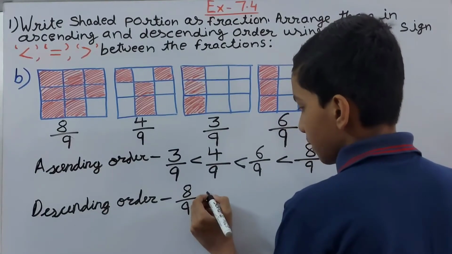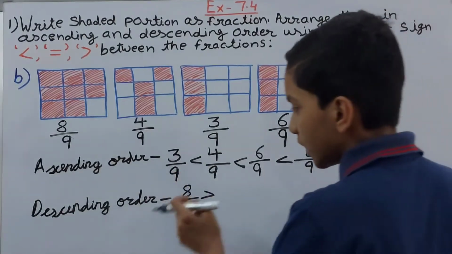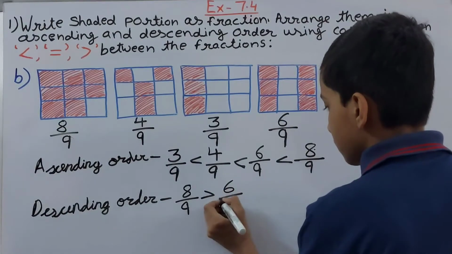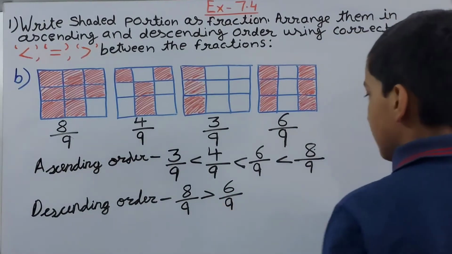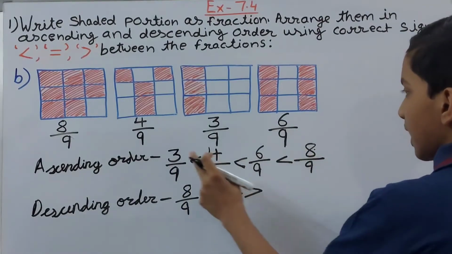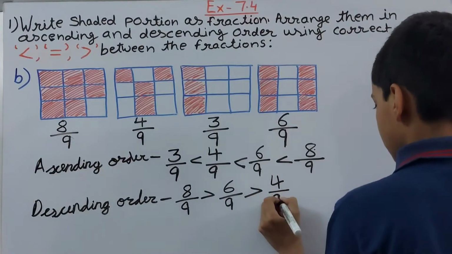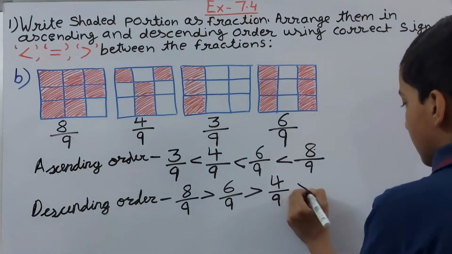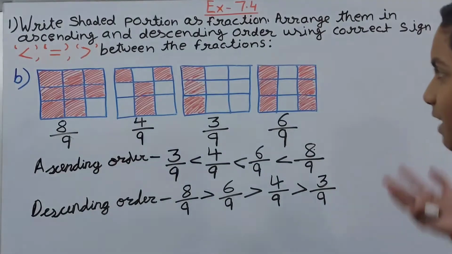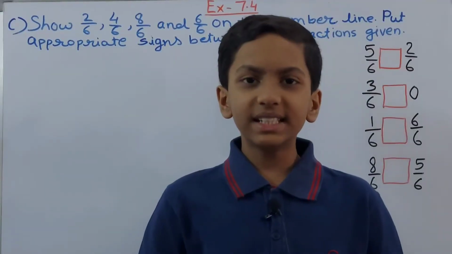Now over here we will put this sign. So now next fraction will be smaller than 8 upon 9, which is 6 upon 9. Then next one here. What we will get here will be, as you can see, 4 upon 9. And then the last fraction we have is 3 upon 9 here. Okay. So as you can see here, we have solved the B part. Now let us solve the C part. Now friends, let us see the C part.